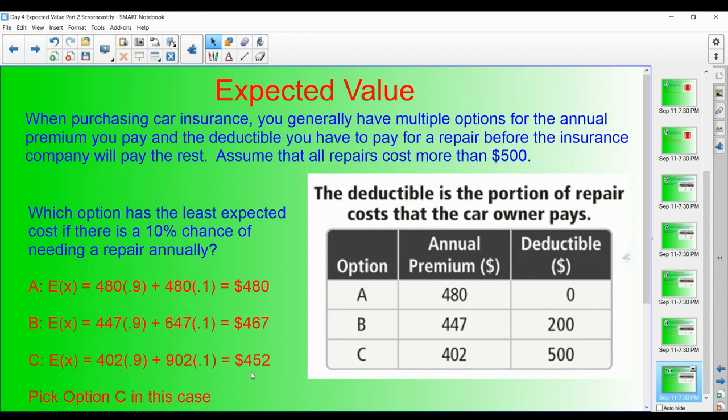Now, depending on what the percent chances, the probabilities, are, that affects the expected value. There's another problem in the examples that you can try out. I think it says 17% chance. You can play around with a percent chance. Maybe you're a terrible driver, you get in an accident a lot, so you make it a 25% chance, and then see which one has the lowest expected value, because that's what we're looking for. We're looking to pay the least. In this case, option C would be it. And that's how we use expected value for something like car insurance.